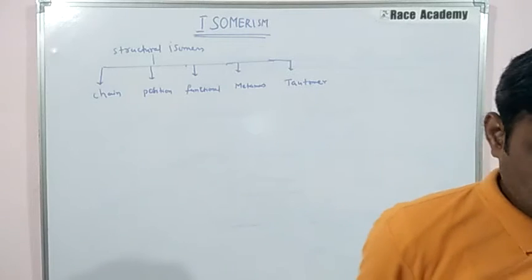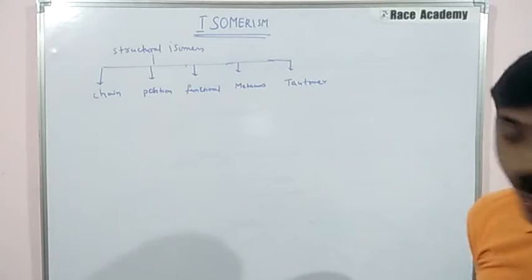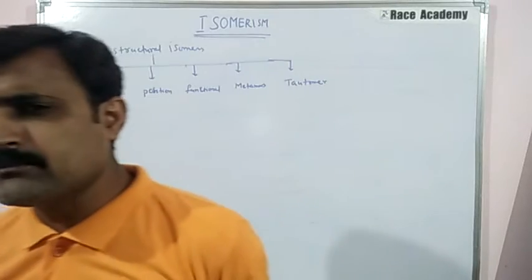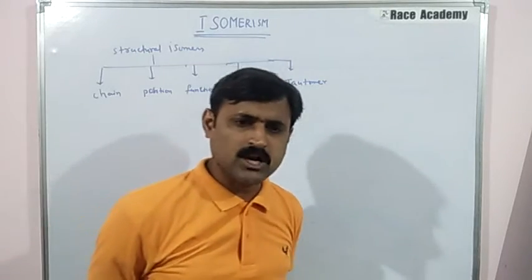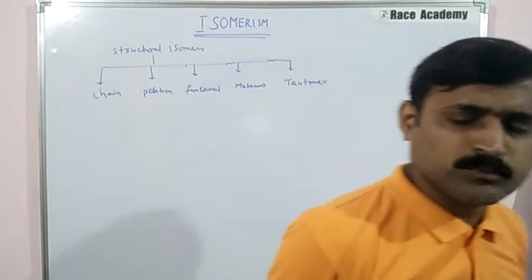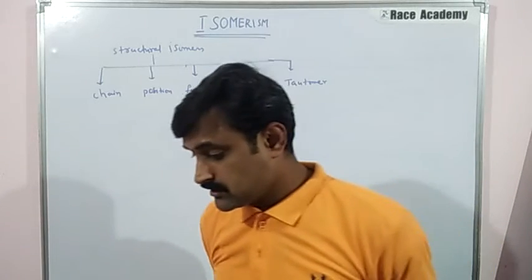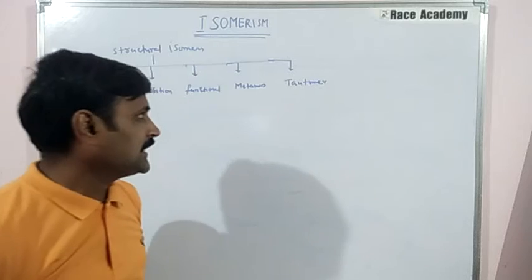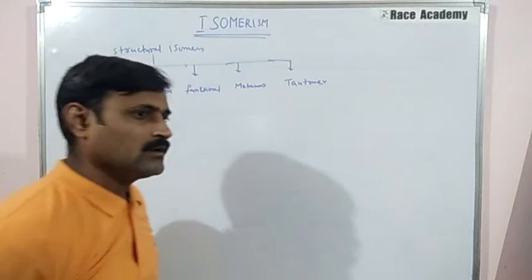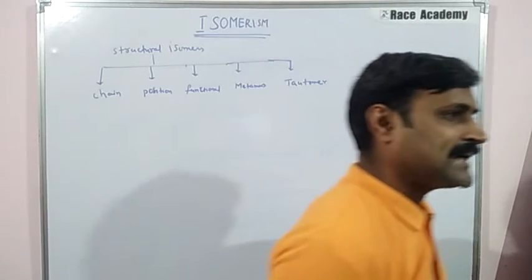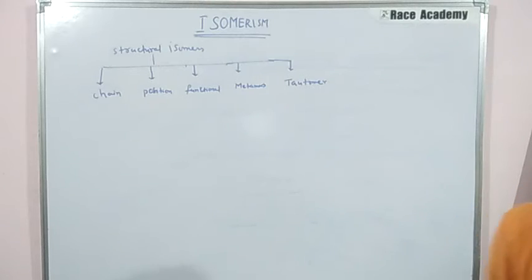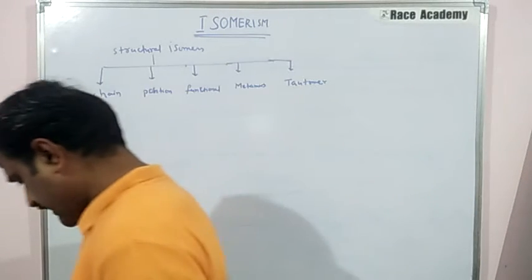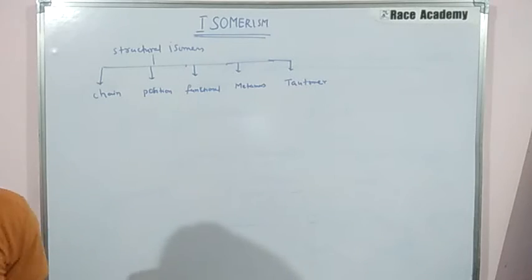So among these, tautomers are said to be different from all other isomers because tautomers are interconvertible and also exist at dynamic equilibrium. That's why tautomerism is quite different from the other kinds of isomerisms we have. Now we are observing the classification of structural isomers.